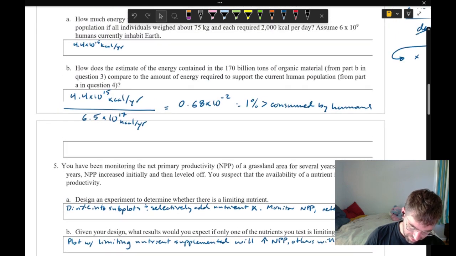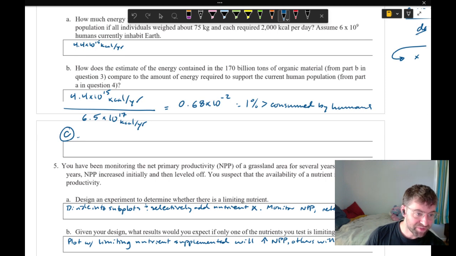We're going to backtrack just a little bit because this is important. There is a question C here, and that is, is it reasonable to assume that all of the primary productivity on Earth is available to support humans? And if not, what else do you need to consider?